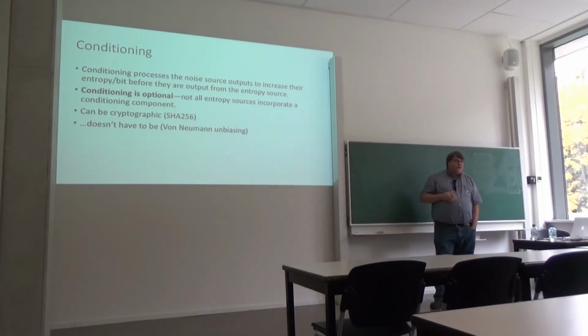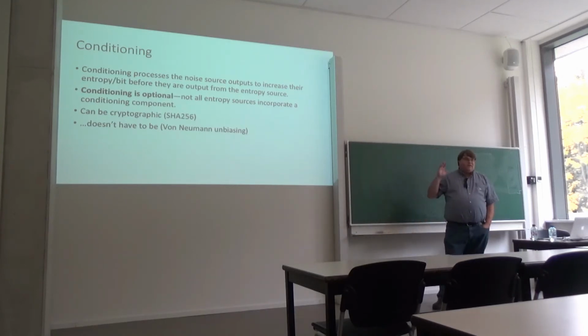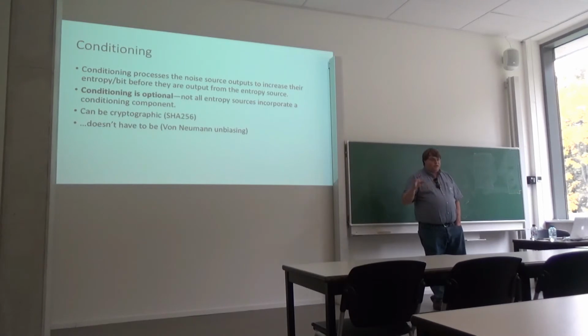The thing with von Neumann unbiasing, the reason I bring it up, is because it's used all the time in noise sources, or in entropy sources, and it's usually used incorrectly, right? The critical thing about von Neumann unbiasing is if the bits are correlated, then you can actually increase the bias. You throw away entropy with it.